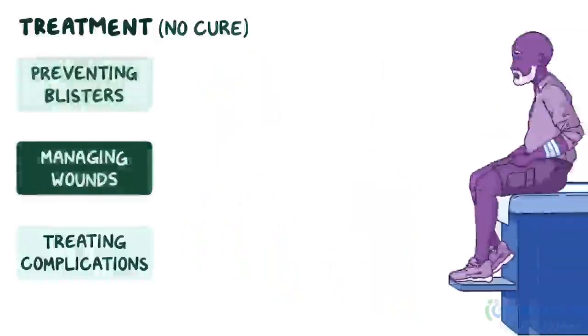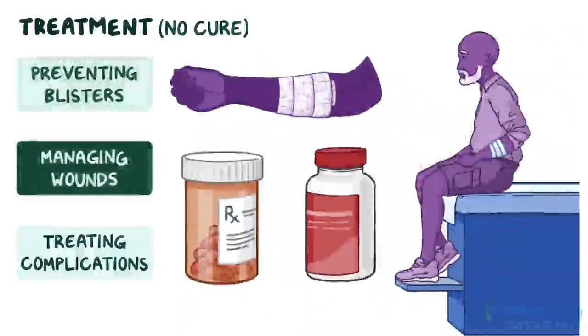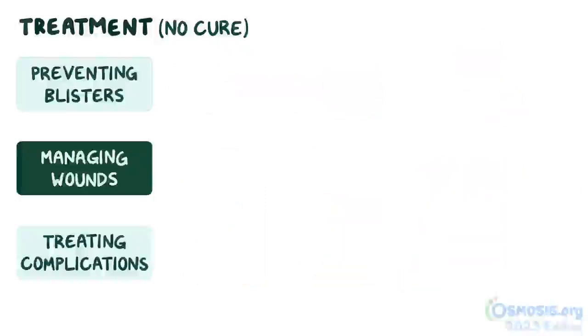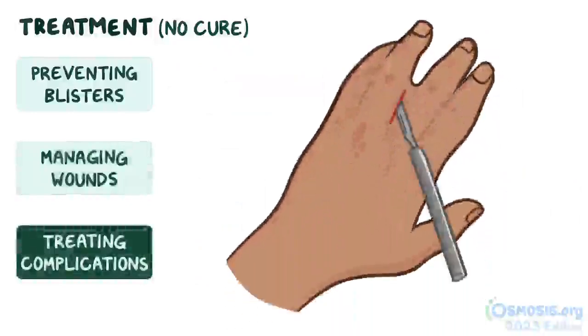If wounds do occur, treatment may involve wound care, antibiotics, pain medications, and close follow-up to prevent infection or deformity. Finally, in cases where scar tissue has caused deformities, like fused fingers or toes, surgery may be performed to improve mobility and quality of life.